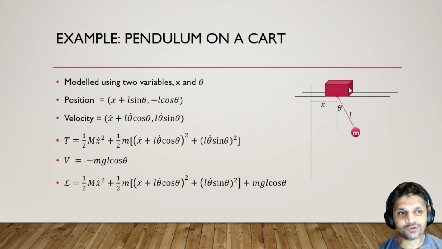But so, yeah, this one here is half capital M x dot squared, and this one here is half m, and now v squared. For this thing, we do the same Pythagorean thing we did for the previous one, and we say that it's half m, and then it's x dot plus L theta dot cos theta squared plus L theta dot sine theta squared, right? So we've got our kinetic energy, and our potential energy again is only due to the height of the pendulum, so it's minus mgl cos theta.